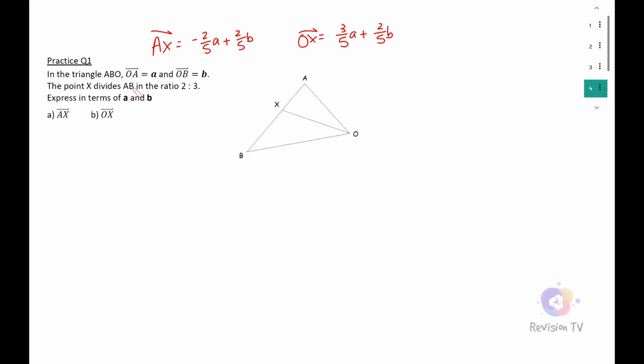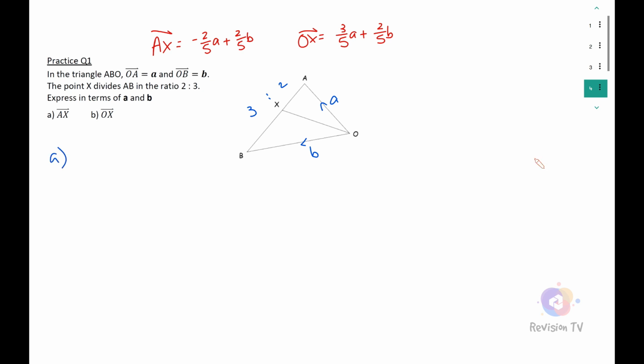So in the triangle ABO, we know OA is A. As I said, we first label the diagram, OB is B. Point X divides AB in the ratio 2 to 3. So AX is 2 parts and XB is 3 parts. So altogether, they're out of 5. Expressed in terms of A and B, what's AX?